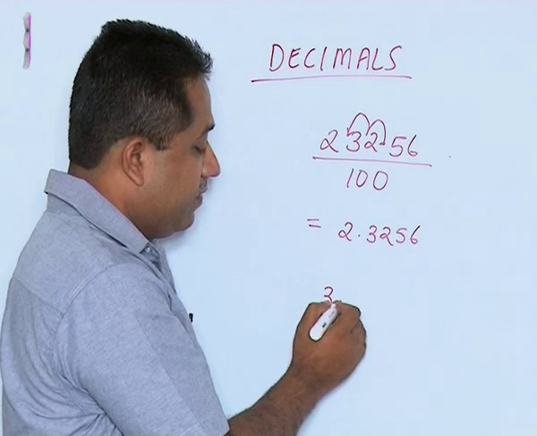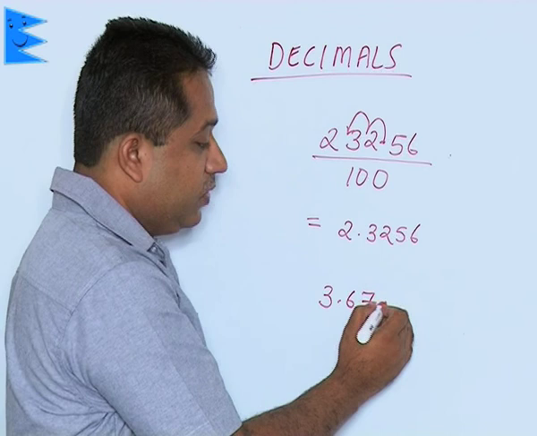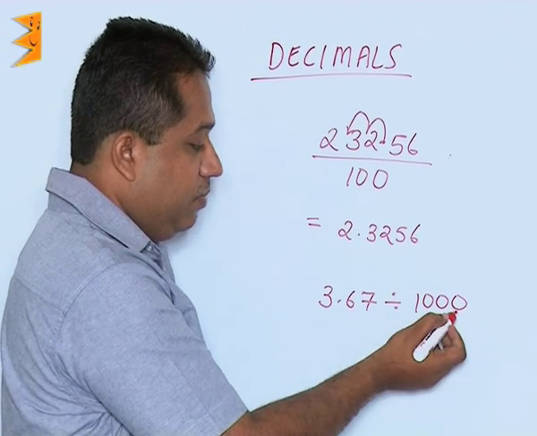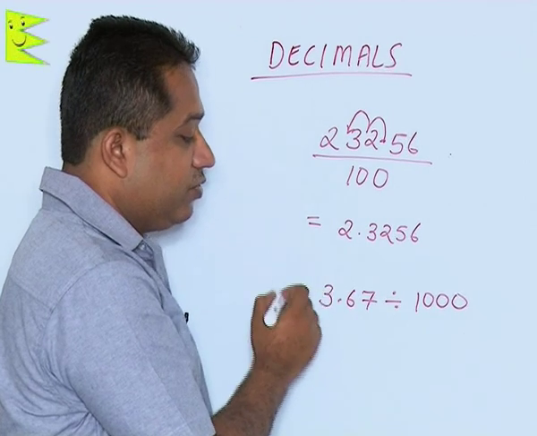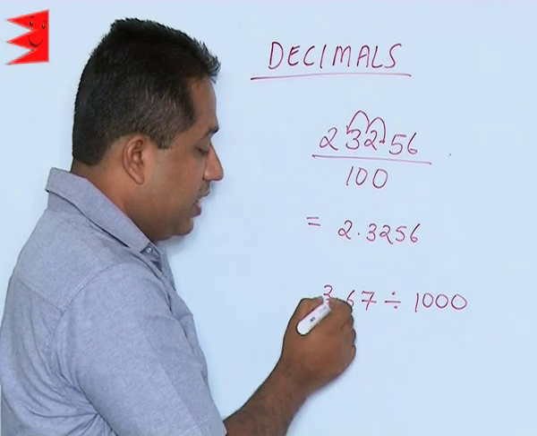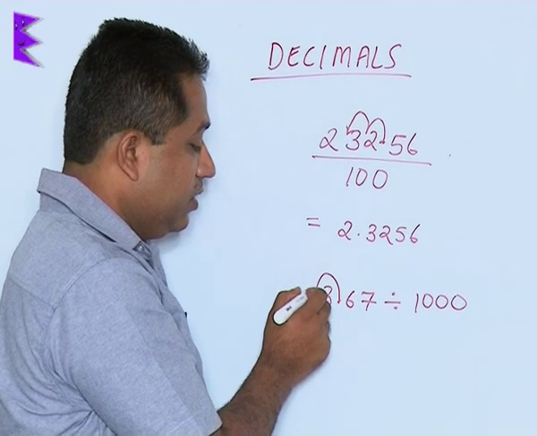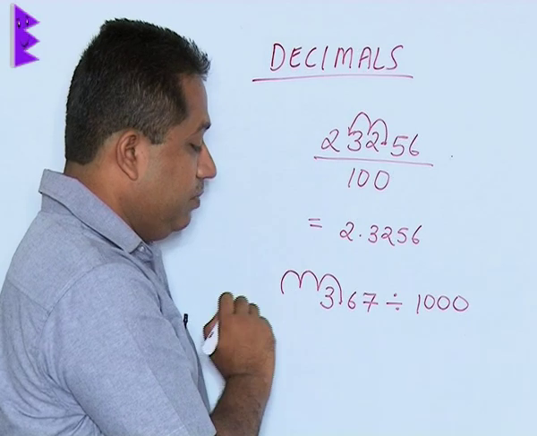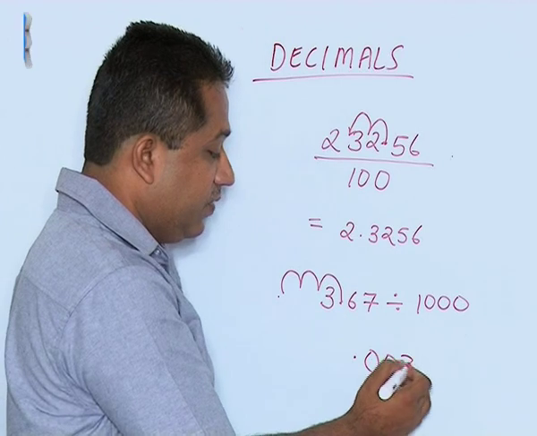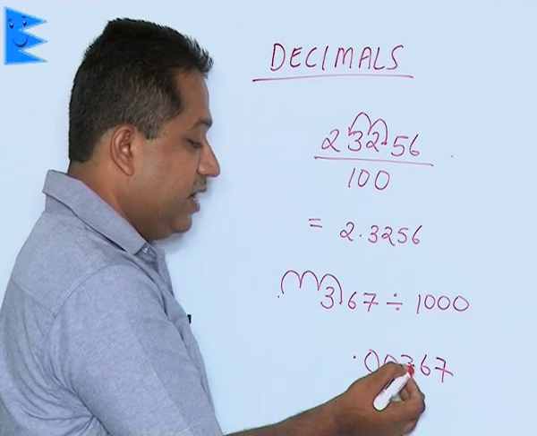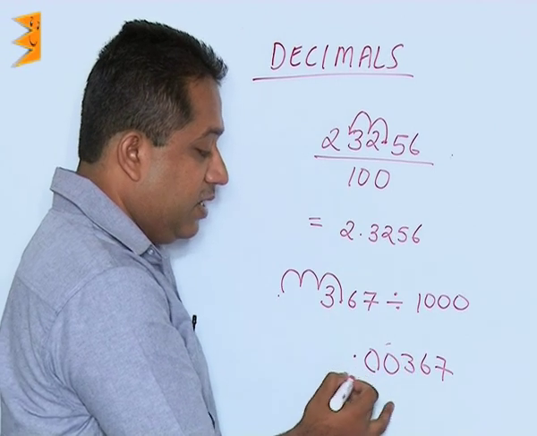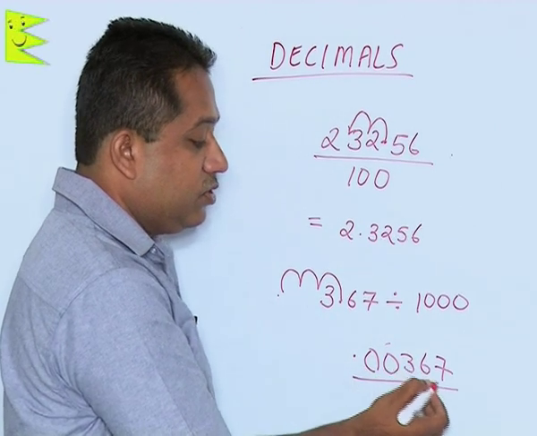Let us say we have 3.67 divided by 1000. Again, if it is divided by 1000, the decimal is going to shift 3 times to the left, because there are 3 zeros here. So, we have 3, there is nothing before it, still it shifts 3 times, and the decimal will come here. So, we get 0.00367. The decimal was here initially and now it has shifted 3 places behind, and therefore, we get the value as 0.00367.